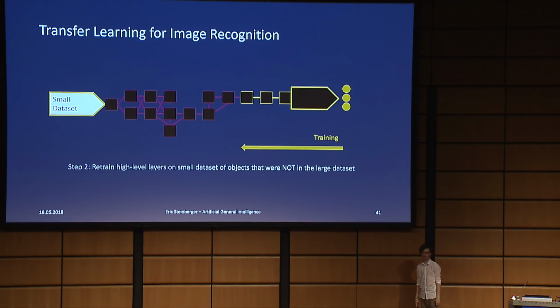What you do is, you take the high-level layers, train them again while you freeze the low-level and mid-level feature layers, and retrain them on the small data set. It only requires 100, 200, 300 images, depending on the number of classes per class, and that works. That's great. That's something that many applications of computer vision today profit from.